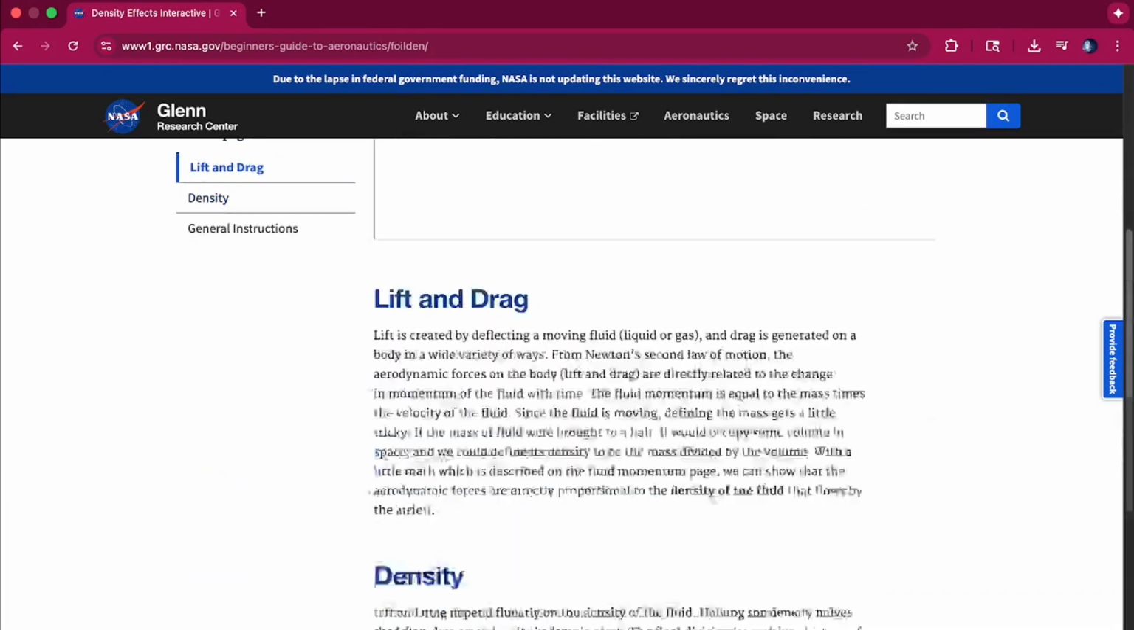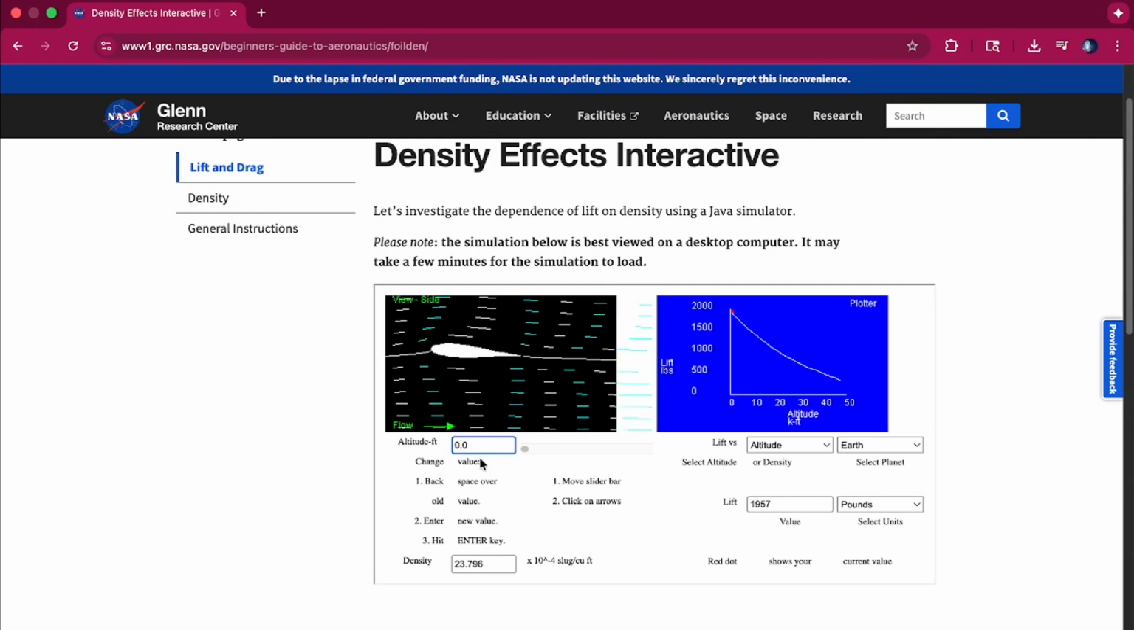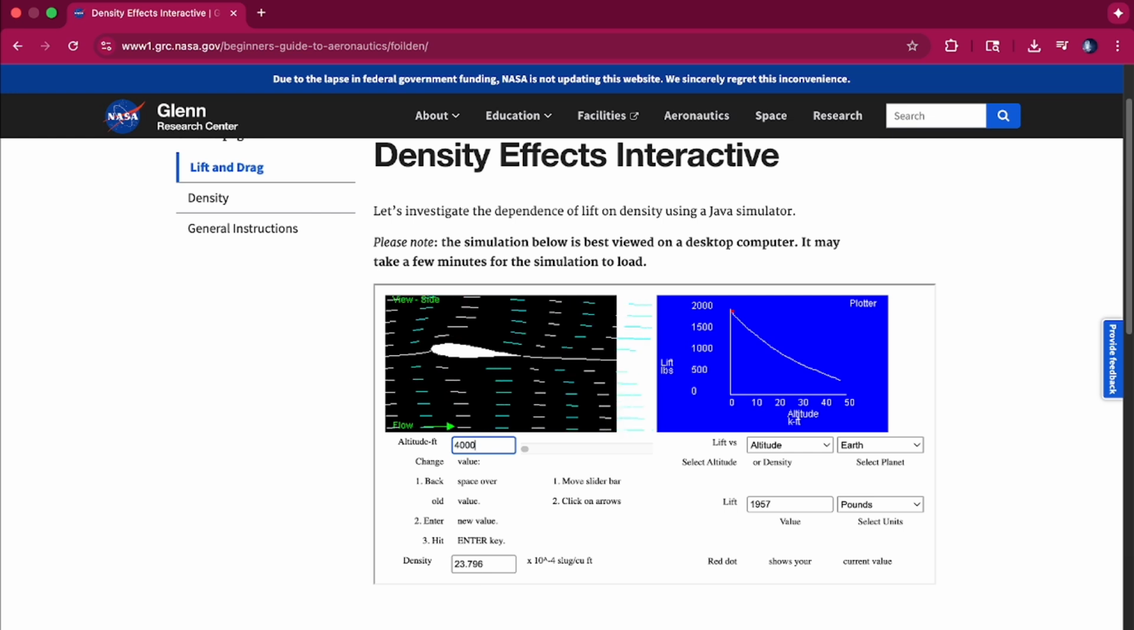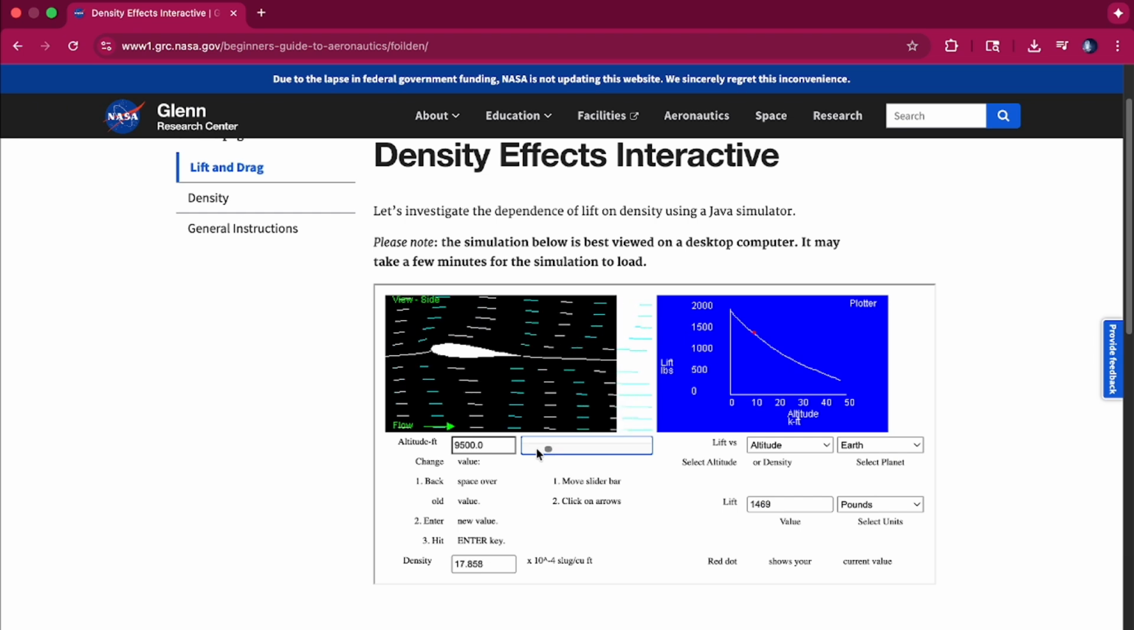So we can see here, let's see if the simulation works. You can see that the airflow is doing its thing at a specific altitude. Let's just say right now we're at 4,000 feet. If we're at 4,000 feet, we can see the lift typically at altitude. Let's see if I can slide this. You can see that if I'm at 4,000, right?